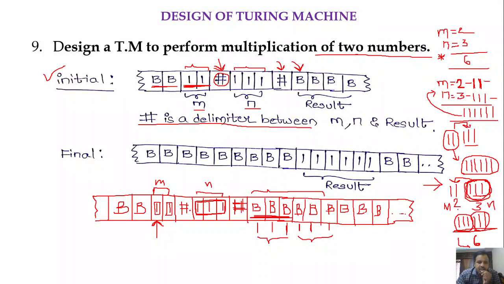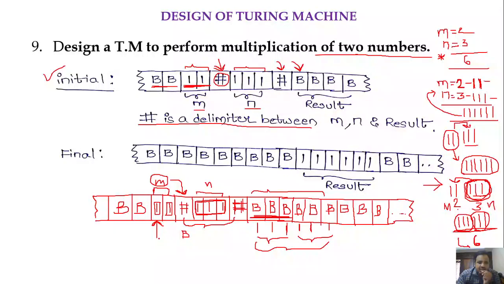Done. After that, if you move the head towards right, once you have processed all the symbols in m, you will get a hash. The moment we get a hash, we will convert all the symbols to blanks except the 6 ones that we got in the result portion. So except the result portion, we have to convert all the symbols into blanks. The hash will be converted to blank.